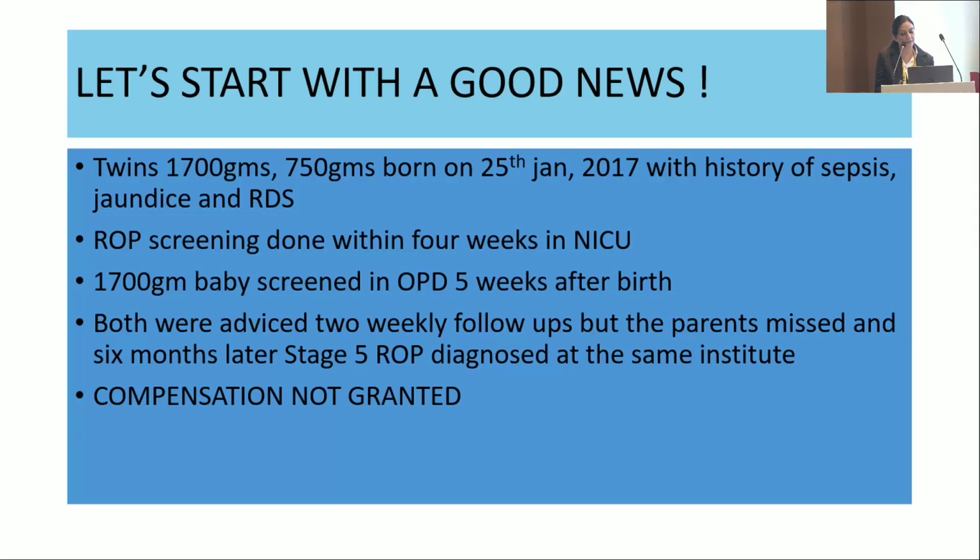That is 1700 grams, 750 gram of weight, with the history of sepsis. ROP screening was done within 4 weeks of NICU. And the 1500 gram baby was screened in OPD 5 weeks after birth. So both were advised 2 weekly follow-ups, meaning the proper documentation was done. But the parents missed. And 6 months later, the child developed stage 5 ROP.